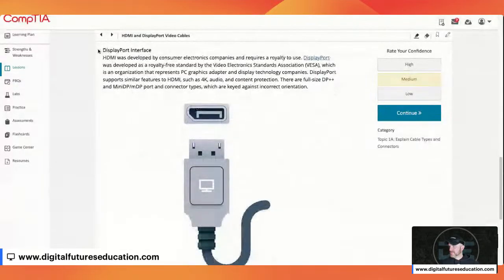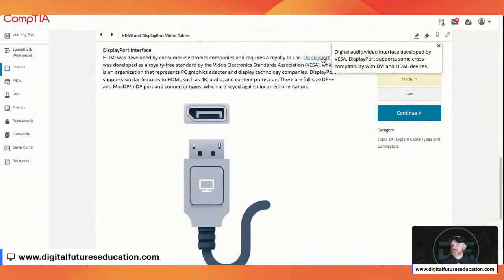And then we have the DisplayPort interface. HDMI was developed by the consumer electronic companies and requires a royalty to use. DisplayPort, which is developed by VESA, supports some cross-compatibility with DVI and HDMI devices. And it was developed as a royalty-free standard by the Video Electronics Standards Association, which is an organization that represents PC, graphics adapter, and display technology companies. Basically as another option, beyond HDMI.